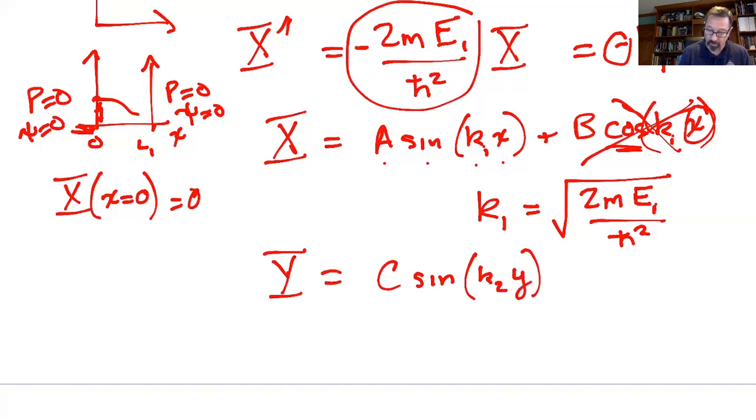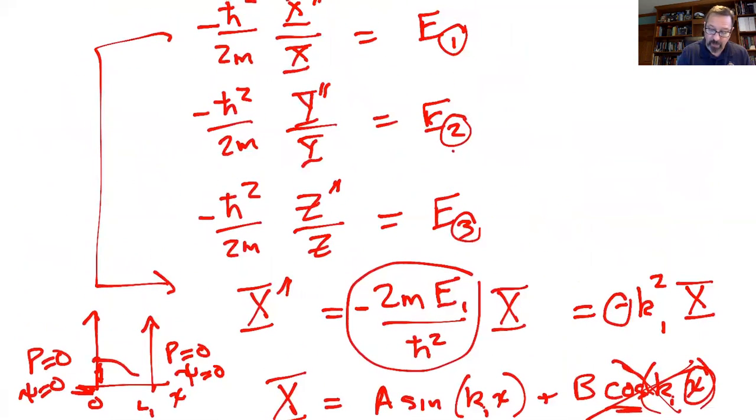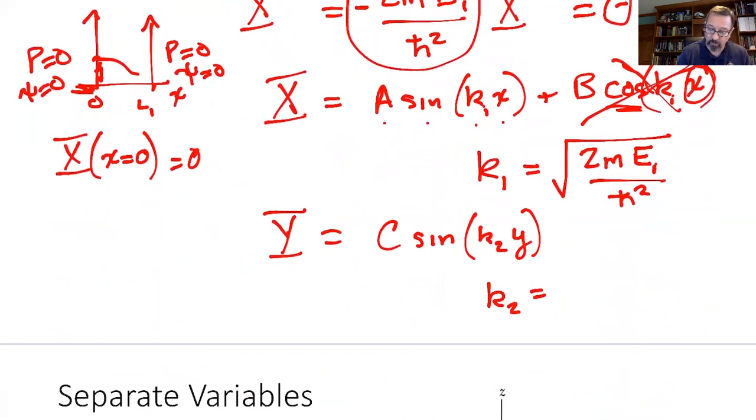And of course, it's y right there. And K2 is going to be, scroll up to the differential equations I have right there, it'll look pretty much the same, except now I've got that other constant, the 2 constant. And so K2 is going to be the square root of 2 times the mass. It's the same particle, so it's the same mass everywhere. And the energy that's associated with the y function, divided by h bar squared.